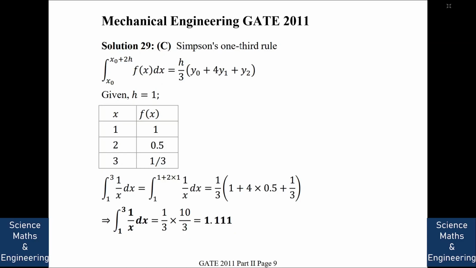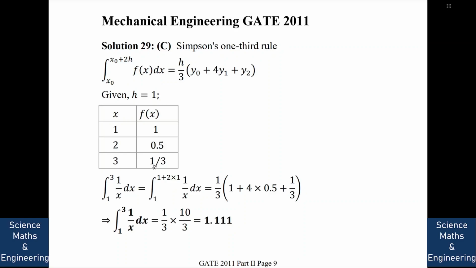Now how does it come? Simpson's 1/3 rule says that the integration from x0 to x0 plus 2h of f(x) dx is equal to h by 3 into y0 plus 4y1 plus y2. Y0 is the value for x0. Here x0 is 1. Y1 is the value for the next, that is x0 plus h. Here that is 2, because our interval is 1, h is 1. Then y2 is the value of f(x) for x equal to x0 plus 2h, that is x equal to 3.